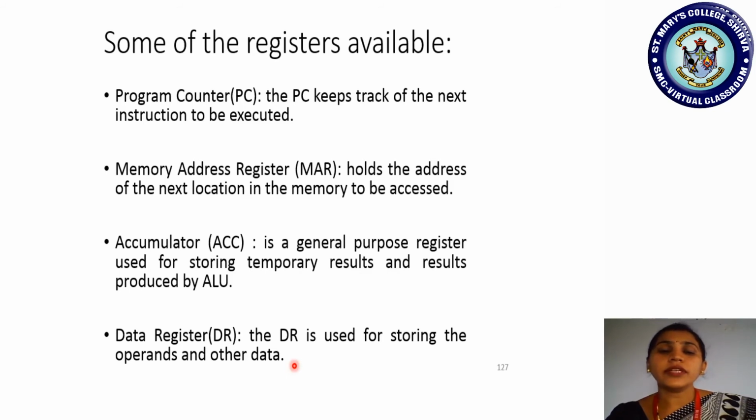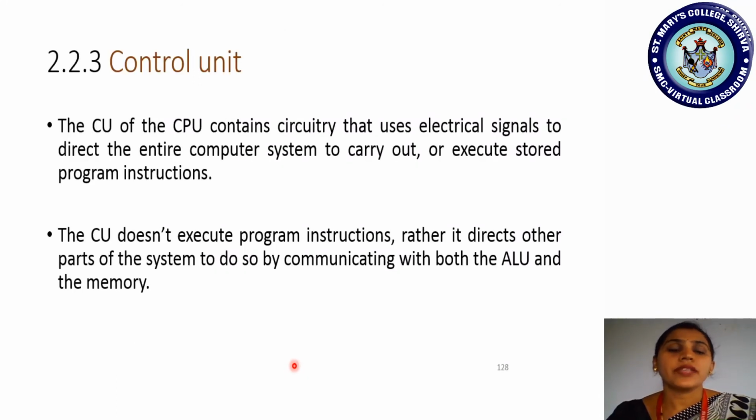So whatever the addresses are referred to in those particular memory addresses, what data are stored, those data are held in the data register. Okay. Then coming to the discussion of the control unit. The control unit of the processor contains circuitry that uses electrical signals to direct the entire computer system to carry out or execute stored program instructions.